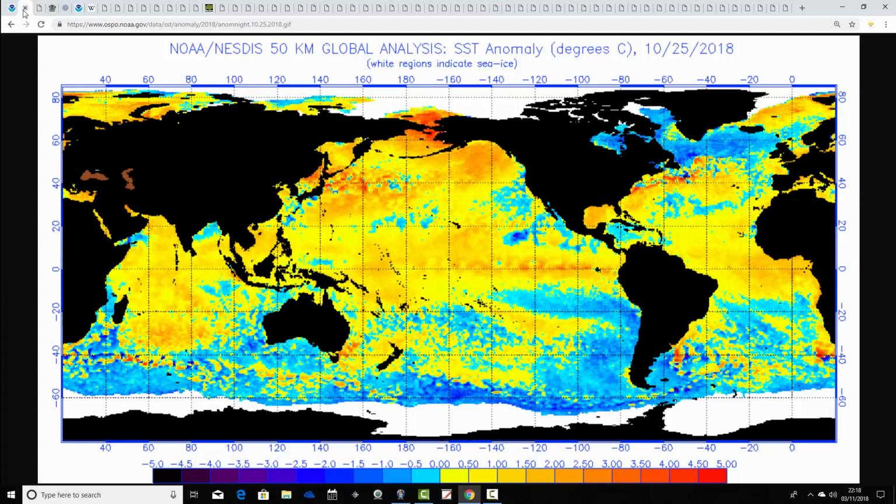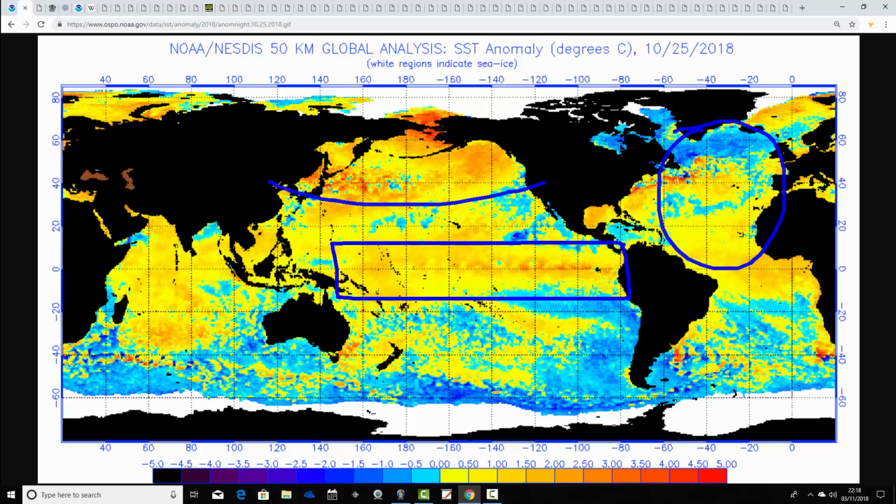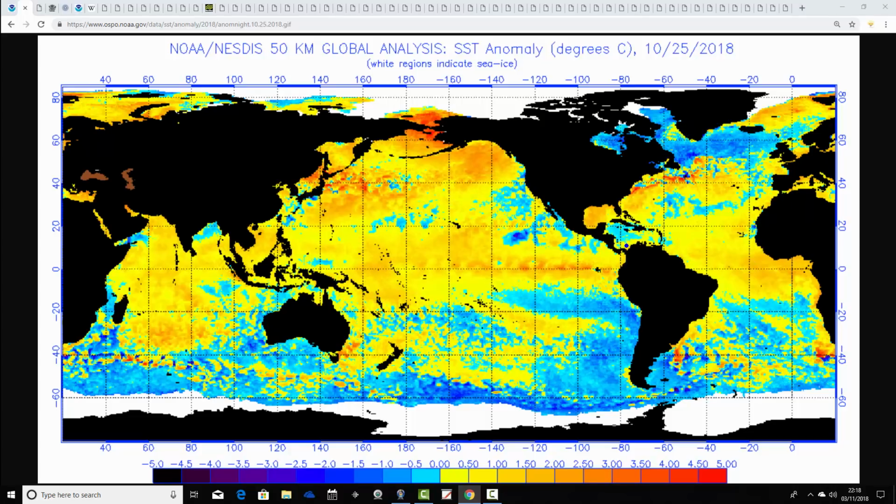So this is how the sea surface temperature anomalies across the Pacific and Atlantic Oceans were looking when we did last week's 9th update. Three areas of interest. We've got the Northern Pacific up here, we've got the North Atlantic over here, and then we've got the ENSO region just there. We'll talk about ENSO in a moment. Let's deal with the Northern Pacific and the Atlantic first of all.